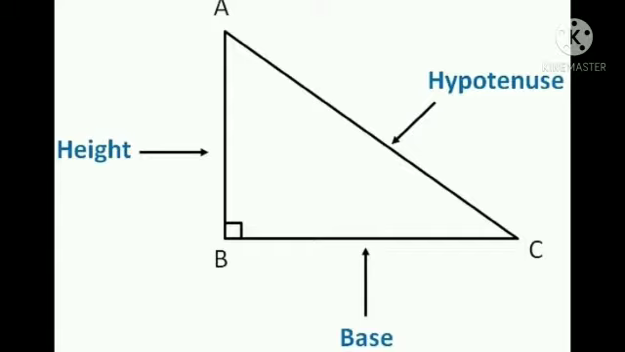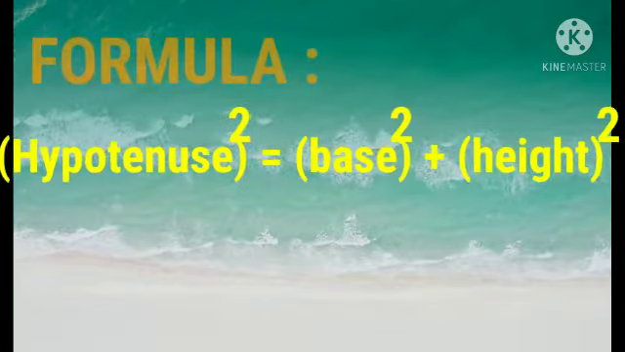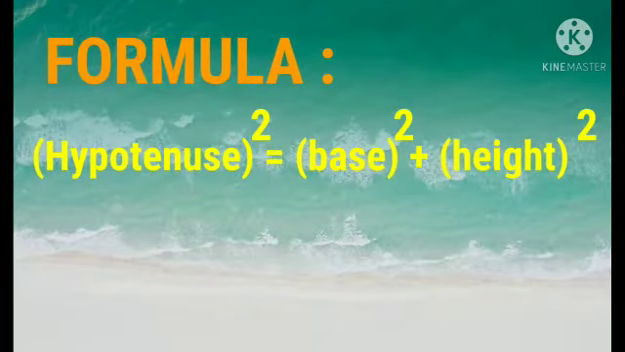So Pythagoras has proved that in a right angle triangle, the square of the hypotenuse is equal to the sum of the squares of the other two sides. Clear? This Pythagoras theorem is applicable only in the right angle triangle. You can prove the Pythagoras theorem by using the formula: hypotenuse square equals base square plus height square.